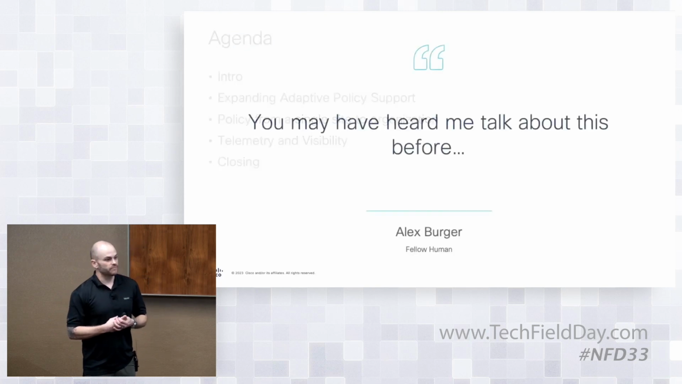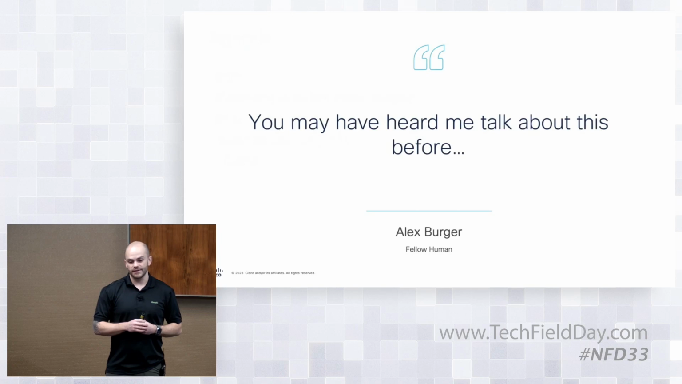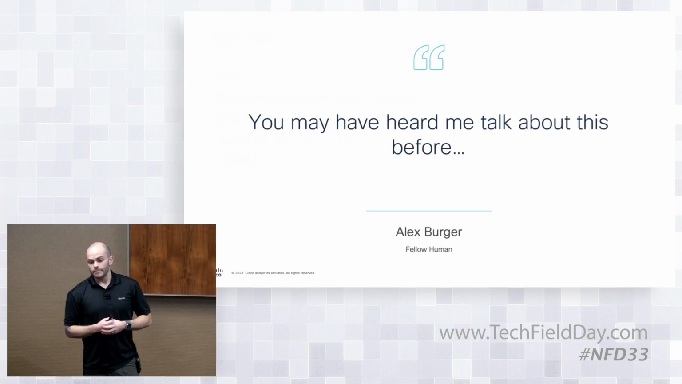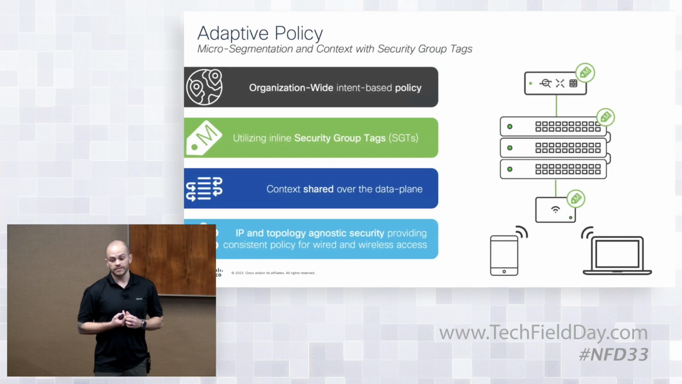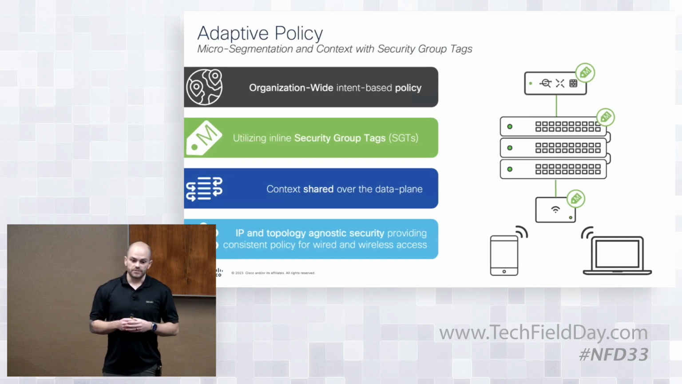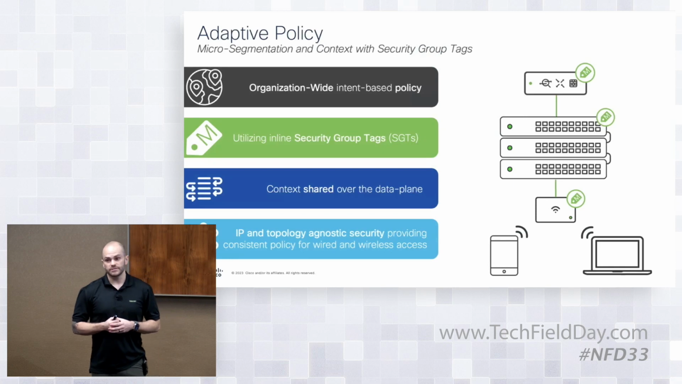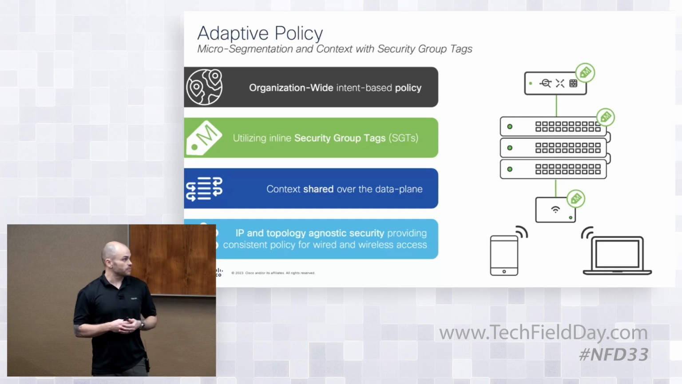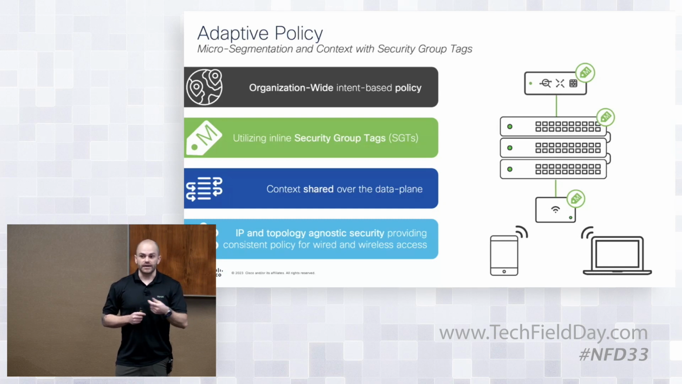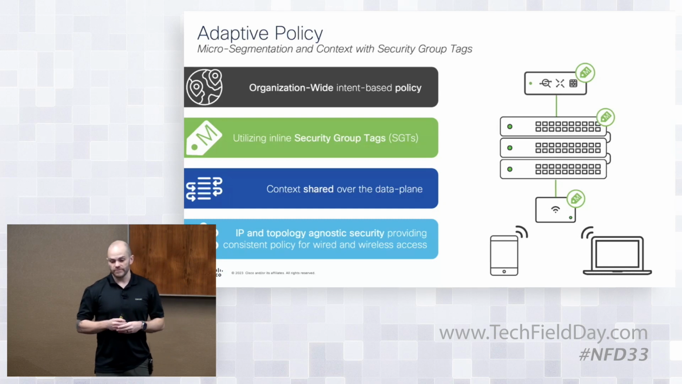So you may have heard me talk about this before. As Tom mentioned, I have spoken at Tech Field Day before and maybe had the same topic in different capacities. But for those of you that haven't seen any of my presentations or any of the content on adaptive policy, adaptive policy is Meraki's implementation of Cisco's TrustSec solution using inline security group tags, which means that we can share context over the data plane. So if you have never seen TrustSec or don't understand some of these terms, I will describe them a little bit further, but it allows us to associate a grouping to every packet coming from a device, which means that we can start providing policy.